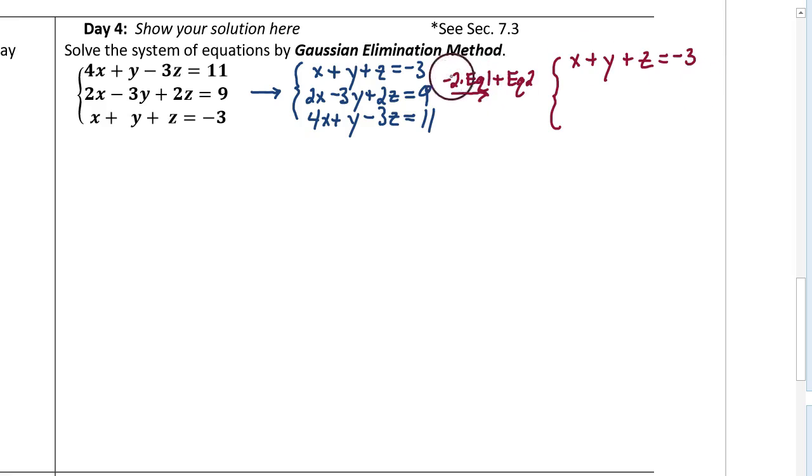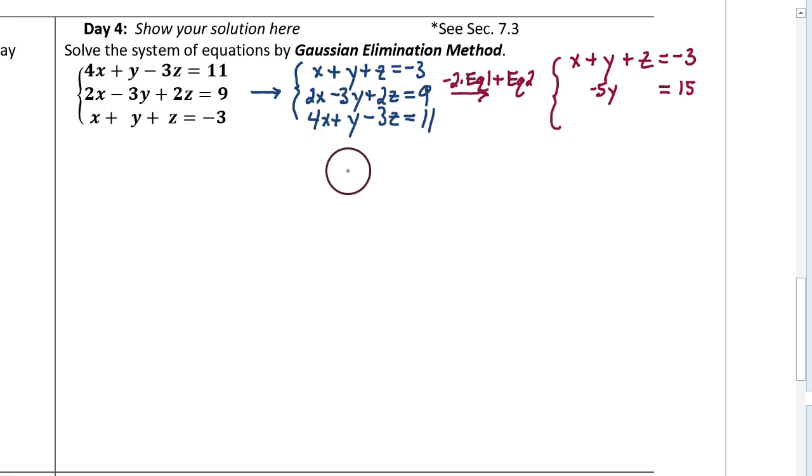Let's talk through what's going to happen. Negative 2 times x is negative 2x. Negative 2x plus 2x is eliminated. Negative 2 times y is negative 2y, and negative 2y plus negative 3y is negative 5y. Negative 2 times z is negative 2z, and negative 2z plus 2z is eliminated. Negative 2 times negative 3 is 6, and 6 plus 9 is equal to 15. In doing that step, coincidentally, it eliminated the z term when we were really just trying to eliminate the x term.